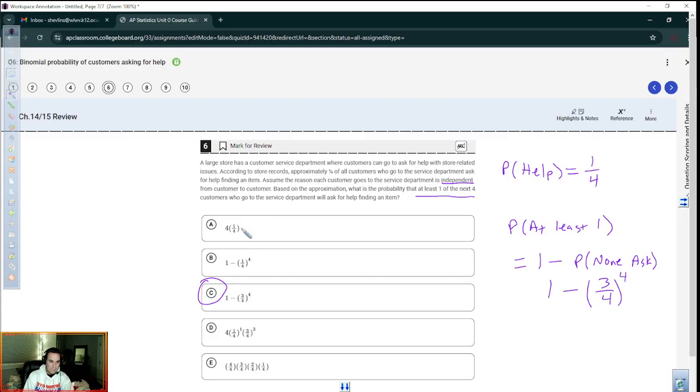So this should have been the power, right? We don't multiply by four. We put 1/4 to the fourth.